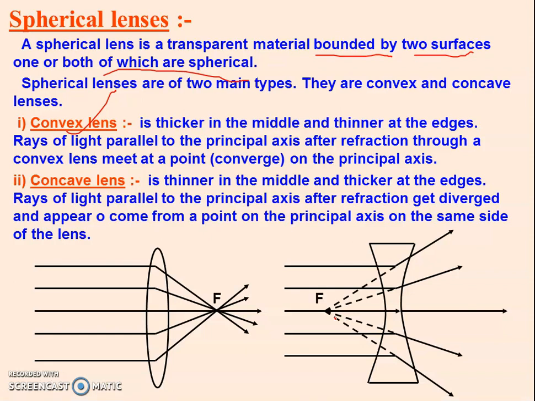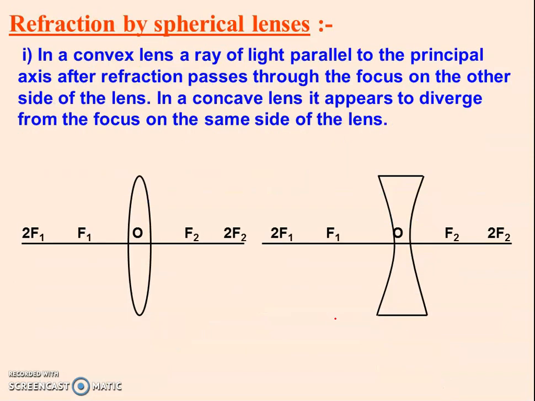Now these are the focal points. Now we are going to discuss how the ray is refracted by the lenses. In the first case, a ray going parallel to the principal axis. What will happen? In the first case, the convex lens, when a ray parallel to the principal axis falls on the lens, it will pass through its focal point on the second side.